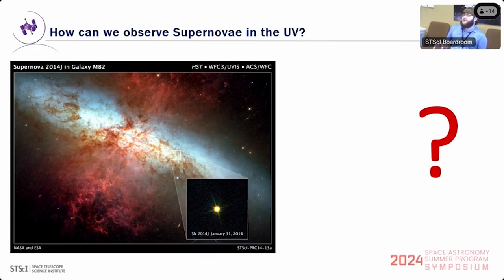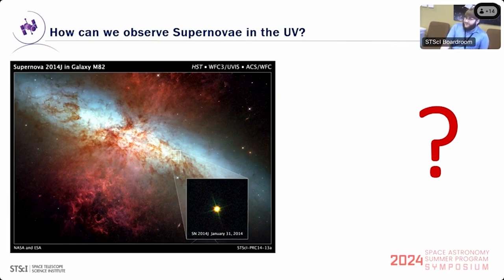So UV astronomy is quite difficult. You can't really do much of it on the ground because of our atmosphere, and so you're kind of stuck using space telescopes. And even within space telescopes, there's not really that many of them that can observe in the UV. So you don't have a ton of choices, but we are a bit biased here at the Institute.